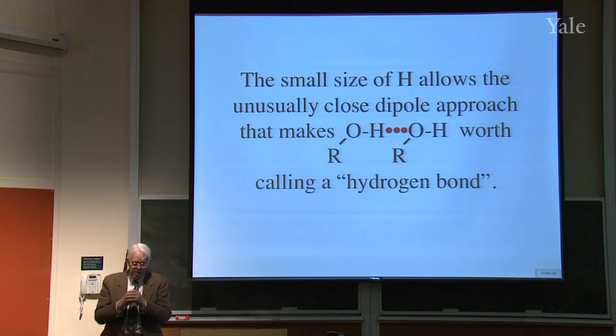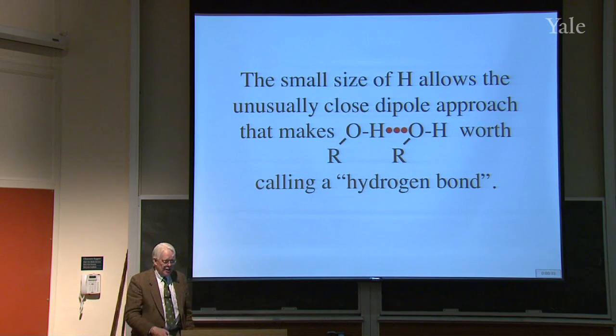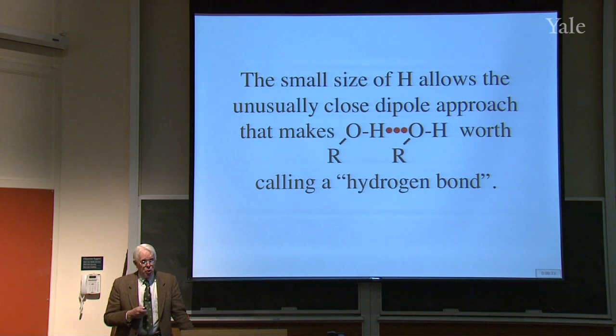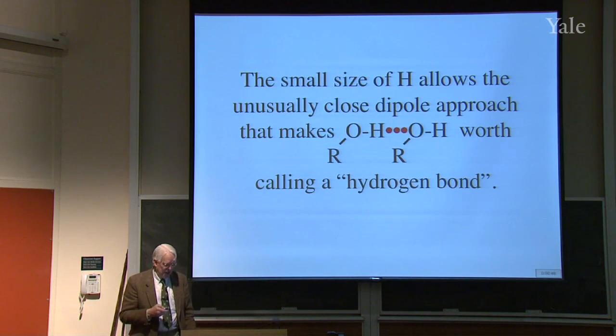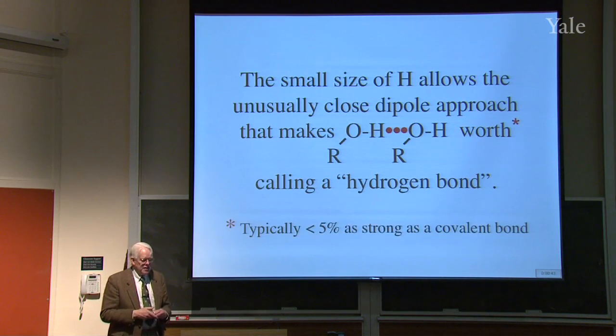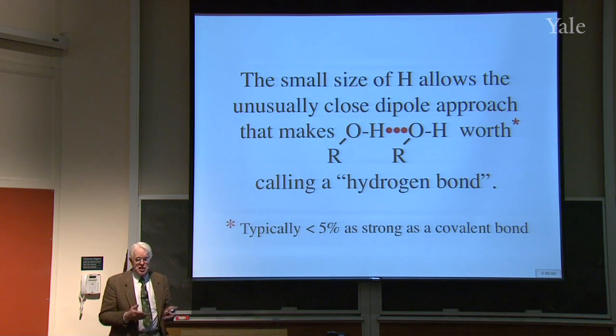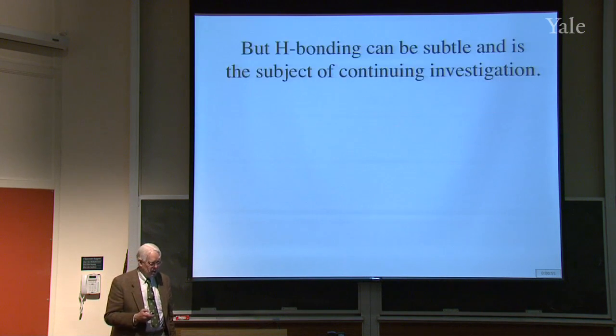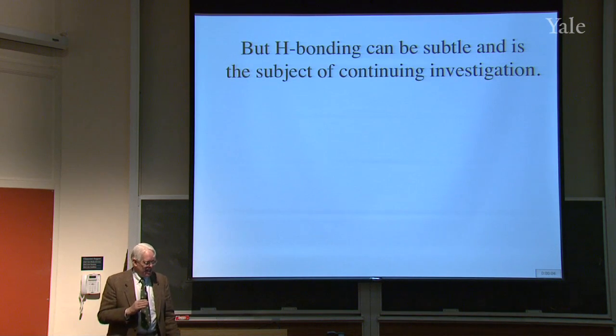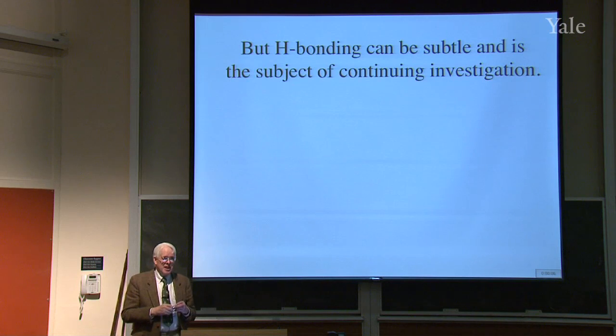So you get more energy in the case of hydrogen bonds than you do for other dipoles, right? So nothing special. There's no real bonding to it. It's just that the molecules can come together and be low in energy that way. And typically, the hydrogen bonding is less than 5%, often much less than 5%, as strong as a covalent bond. So a hydrogen bond isn't anything like the bonds we talked about last semester. Or is it? Hydrogen bonding can be subtle, and it's the subject of continuing investigation.